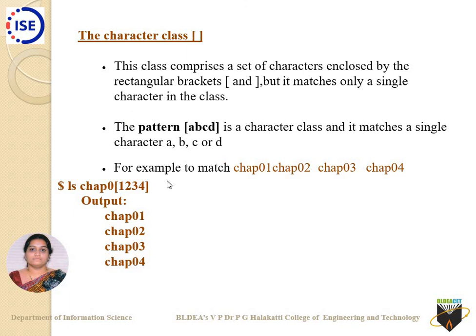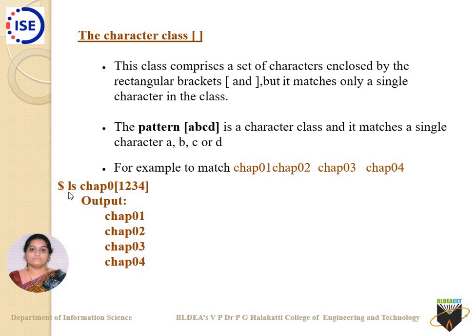Okay, so here you can just see that, for example, if I want to match these file names, chap01, chap02, chap03, chap04, so what will I do? What is common here? Chap and a 0 is common everywhere. Okay, I will take it outside. Within the character class, what do I use? I use 1, 2, 3, 4. So every time one each will be replaced, and it will be checked whether that file name exists in the current directory, and if it exists, then it will list out those file names.